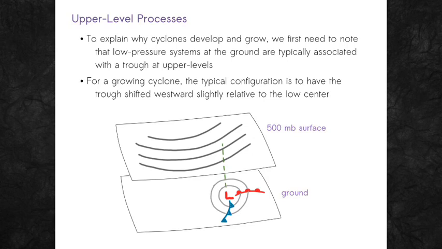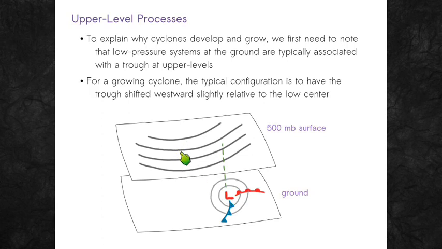So this is the typical configuration for a growing system. We've got our trough over here, and then the low pressure center at the ground is shifted eastward of the trough. Or equivalently, we could say that the trough is shifted westward of the low pressure center at the ground.